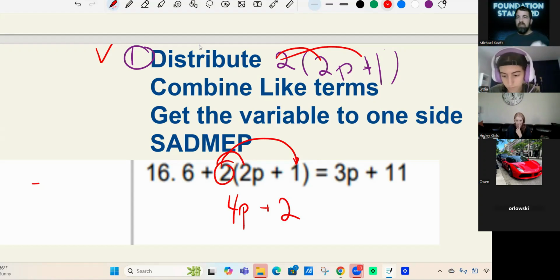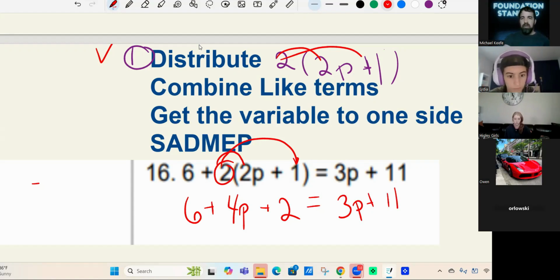So look for anytime you see a number outside of the parentheses, that tells me I'm going to need that first step right there. And once you've taken care of the distribute part, just bring down everything else in this equation. So in my equation, I still have the 6 that hasn't been messed with, and I still have on that right-hand side 3p plus 11. So I've only done one thing. I just multiplied that 2 by both of those terms inside the parentheses. And then I bring down everything that's not been touched.